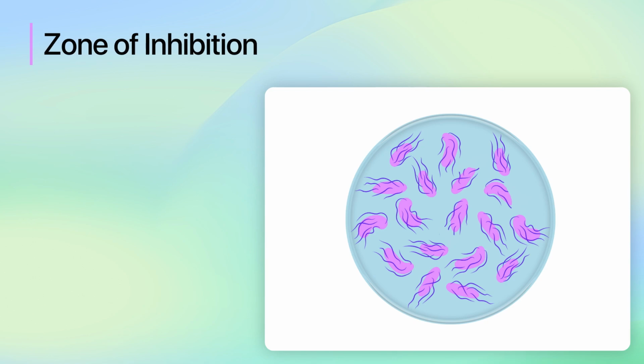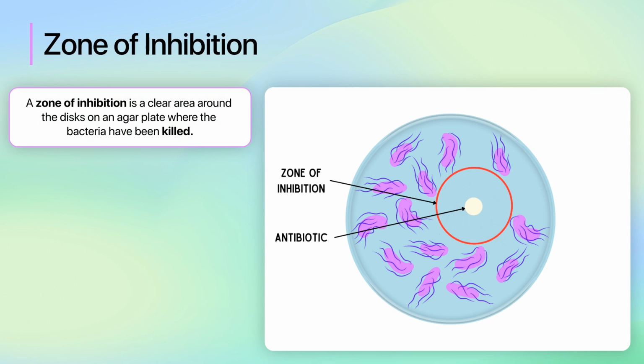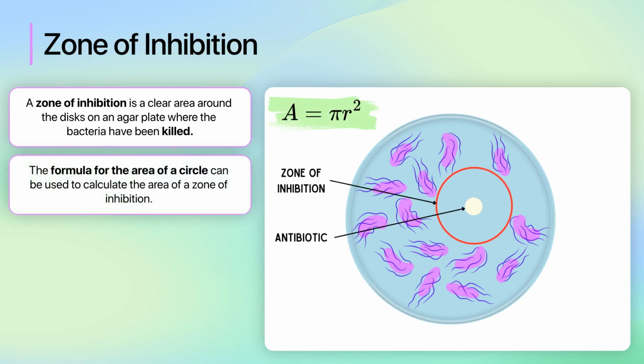Now let's look at calculating the area of zones of inhibition. When testing the effect of antibiotics or disinfectants, you will often see a clear area around the discs on an agar plate called the zone of inhibition. This is where bacteria have been inhibited or killed. To find the size of this zone, you also use the formula for the area of a circle. Area equals pi r squared.